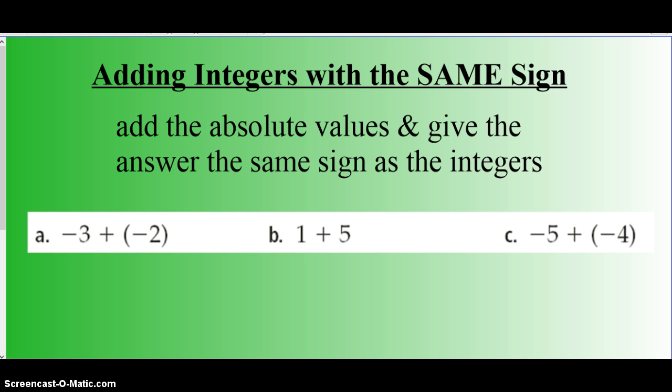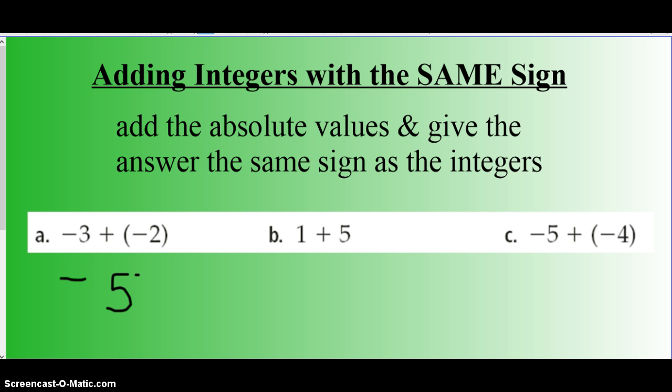So -3 plus -2, we're adding 3 plus 2, which we know is 5. And then we just give it that negative sign. So our answer for -3 plus -2 is -5. So again, we're just adding them as if it was their absolute value, 3 plus 2, and then give it the same sign as they both have.